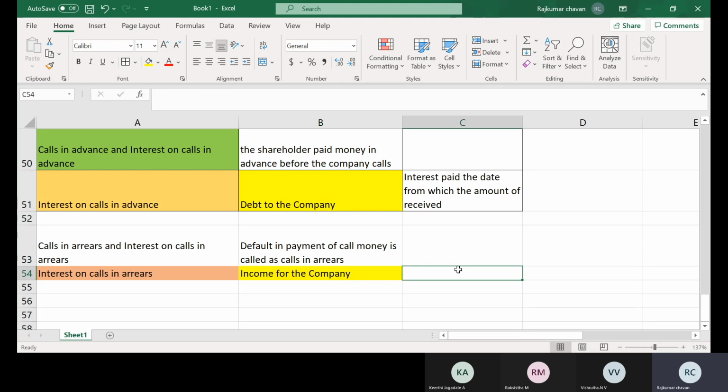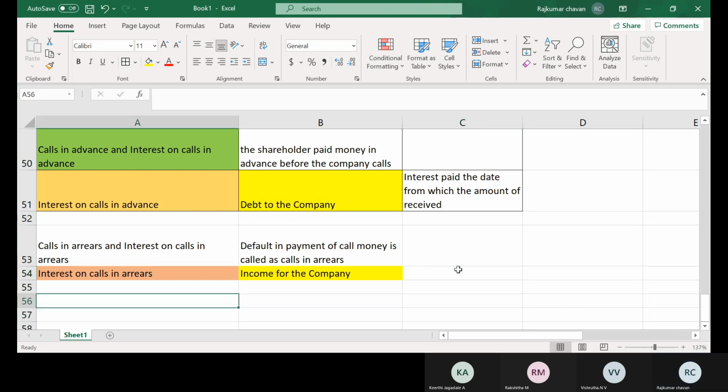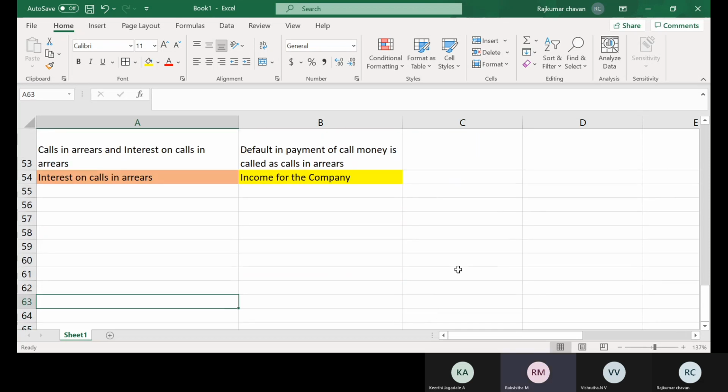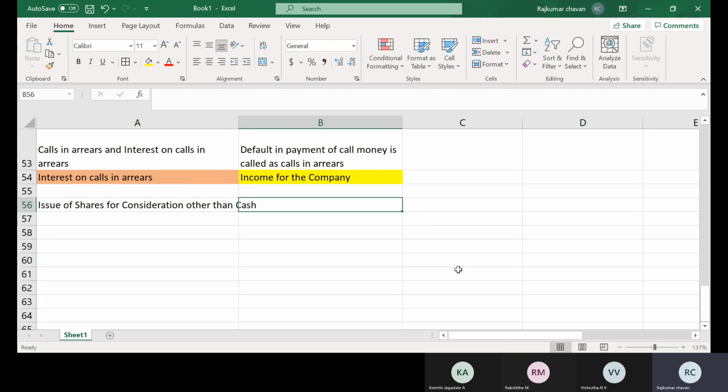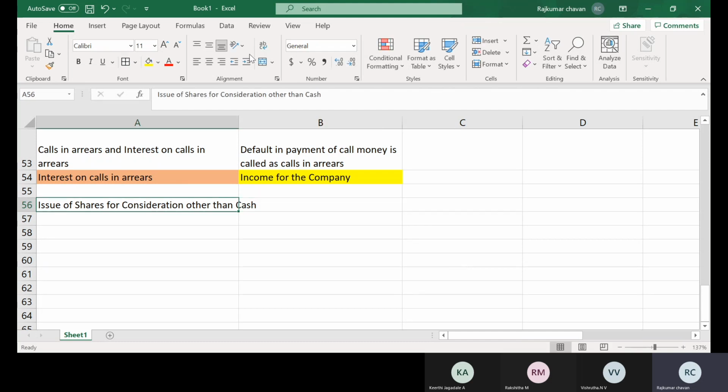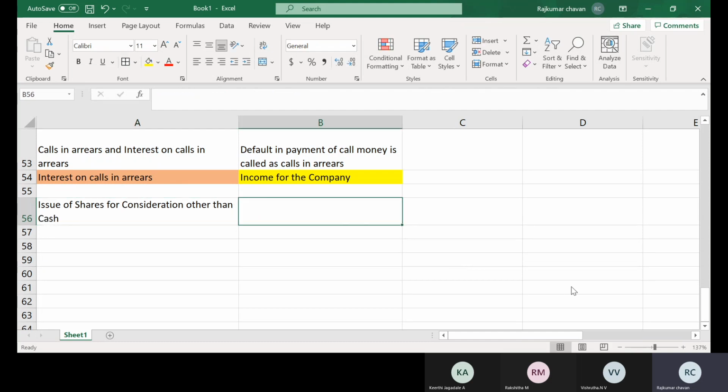Is that clear? The concept of this too? Next, issue of shares for consideration other than cash.